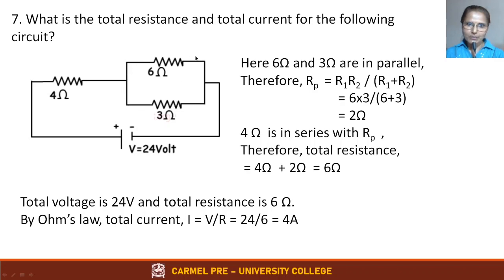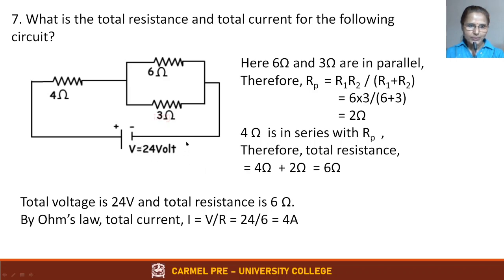So first we should simplify this into a single resistance. When two resistors are in parallel, the equation is R1 R2 by R1 plus R2. Substituting 6 into 3 by 6 plus 3, we get 2 ohms. Now this can be replaced by one single resistance of value 2 ohms, and that is in series with 4 ohms. When two resistors are in series, we add the resistances. 4 plus 2 is 6, so the total resistance is 6 ohms.